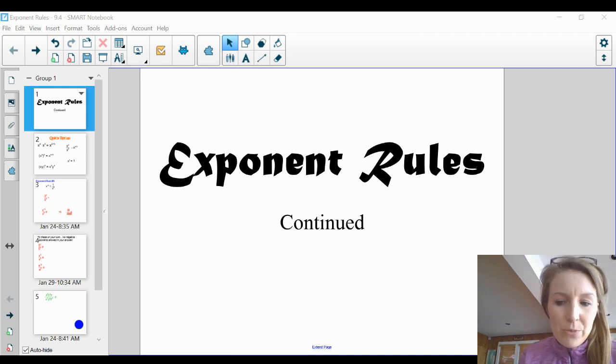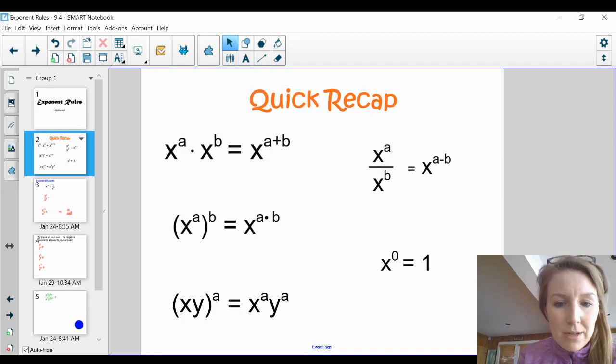In this video, we are going to continue to look at exponent rules, specifically explore what happens when we have a negative exponent. So just a quick recap. These are our 5 exponent rules so far. Remember, they all have to do with when we have the same base.